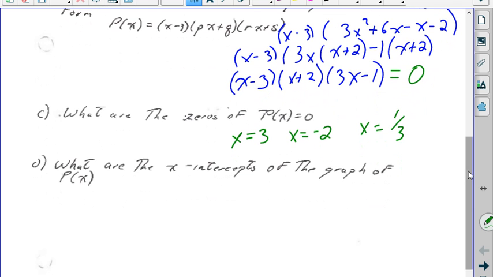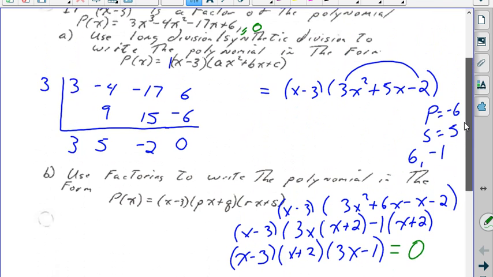Now, what are the x-intercepts? Another way that it might be asked, same question, what are the x-intercepts? What are the zeros? What are the roots of the polynomial? They all mean the same thing. Okay. So again, we have that process.